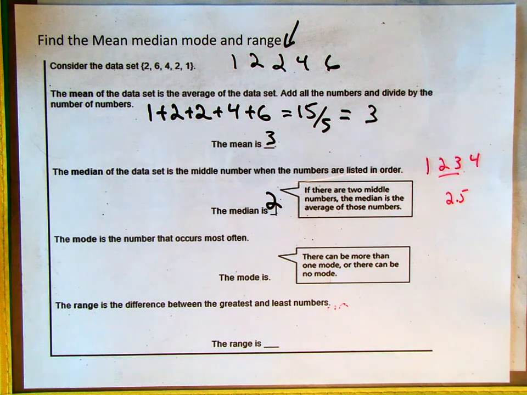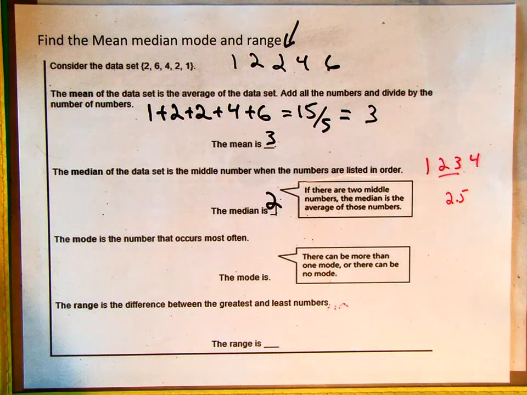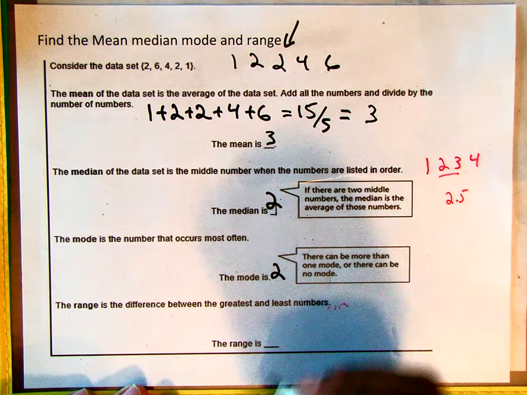All right, let's go on to the mode. The mode is the number that occurs the most often. So you just find the number that occurs the most. So in this case, it's 2. So the mode is 2.